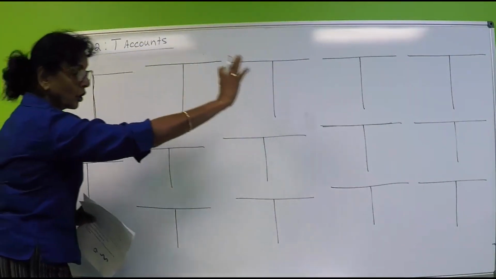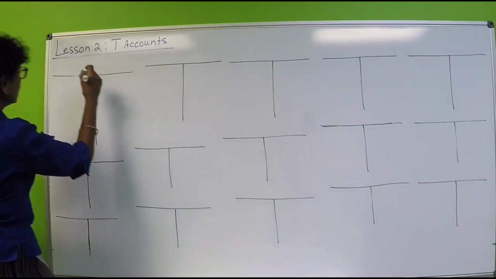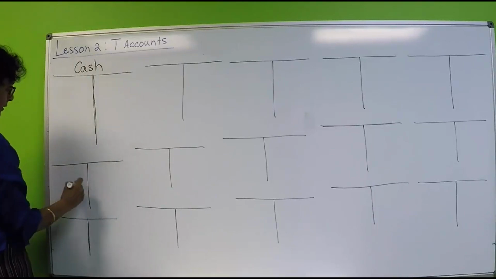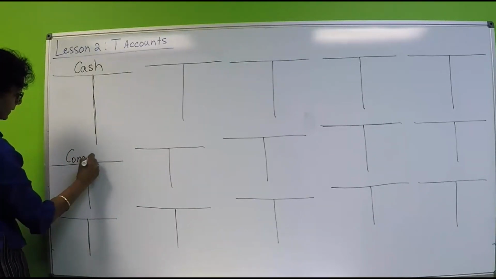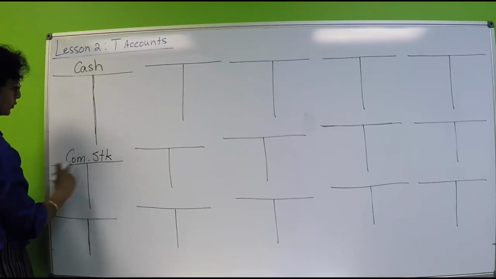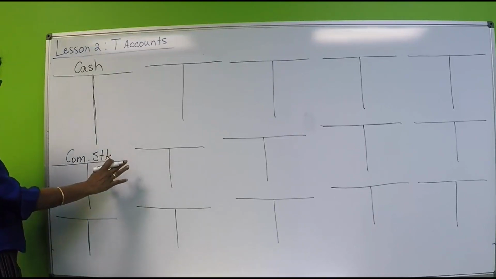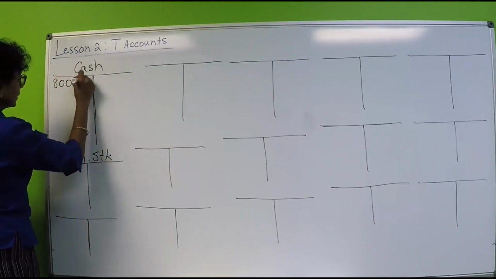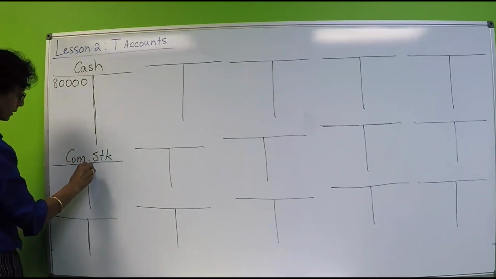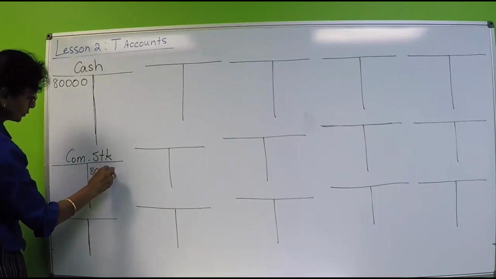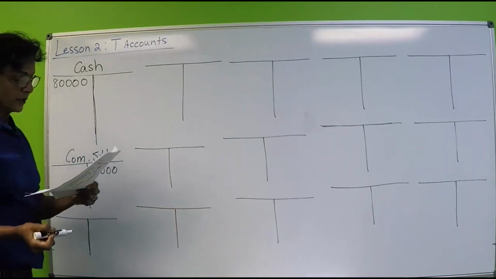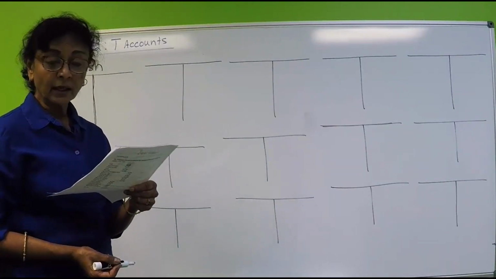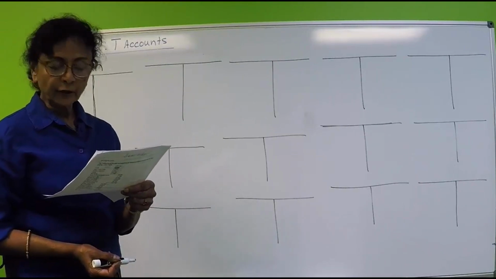I have already drawn some T accounts for you. So for the first transaction, we are going to record cash and common stock. I'm using the abbreviations, folks, because there's not enough space. So cash, we debit $80,000, and common stock, we credit $80,000. Next transaction, January 5, they hired an assistant for a monthly salary of $2,000. This does not require any entry.